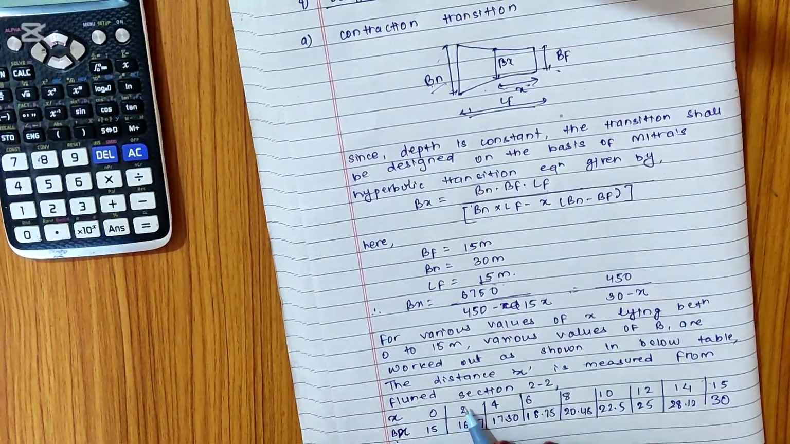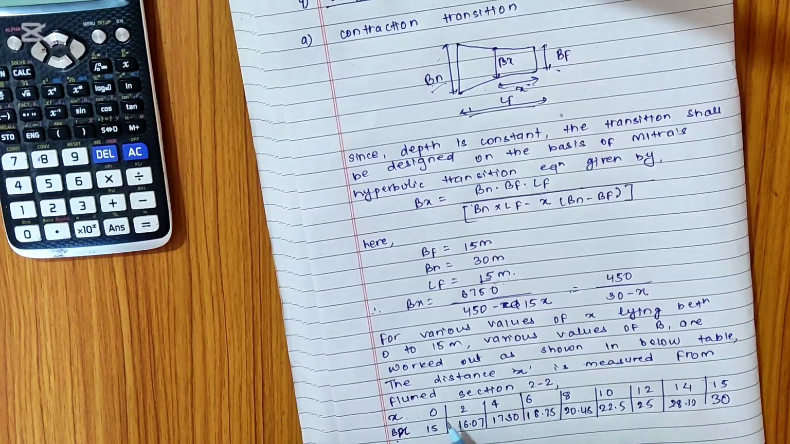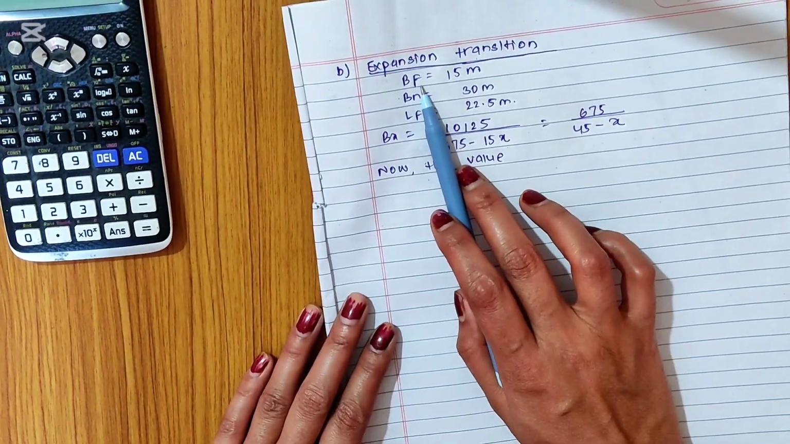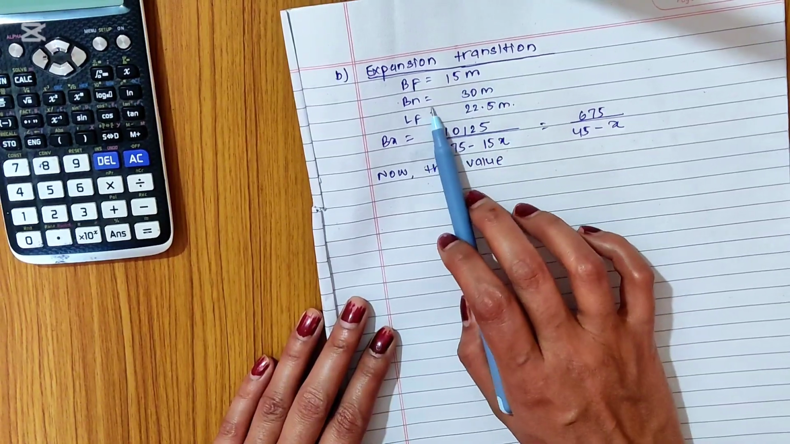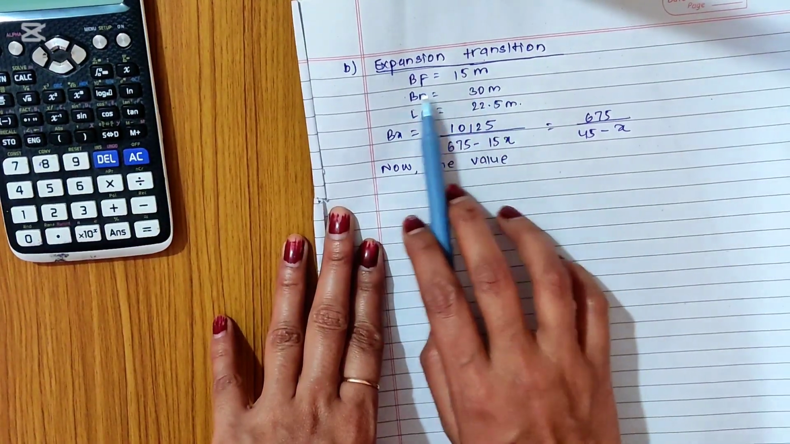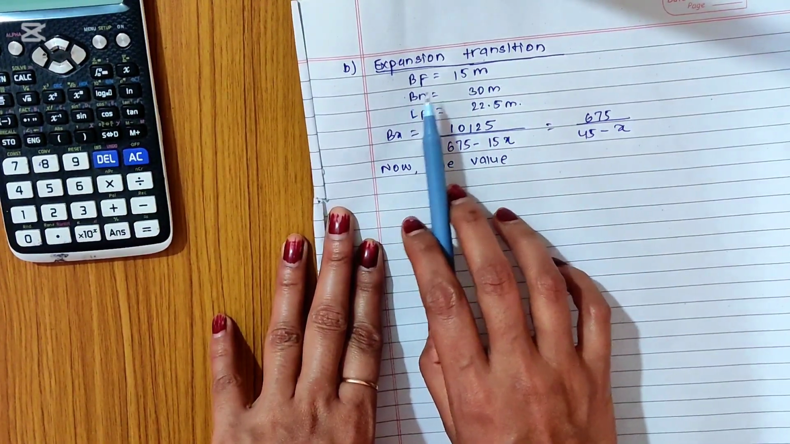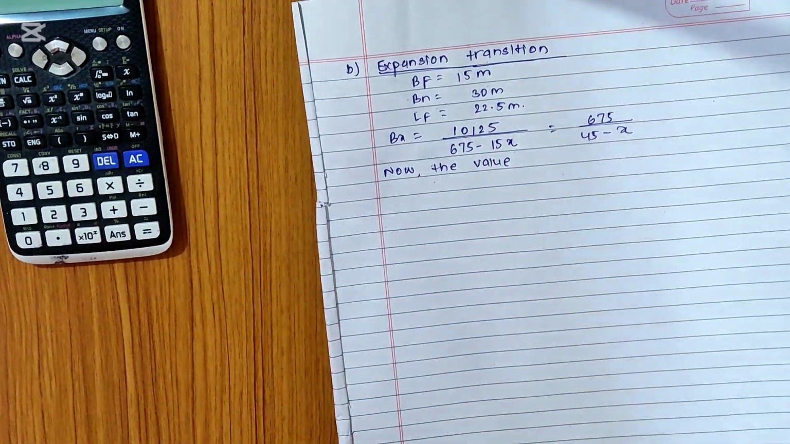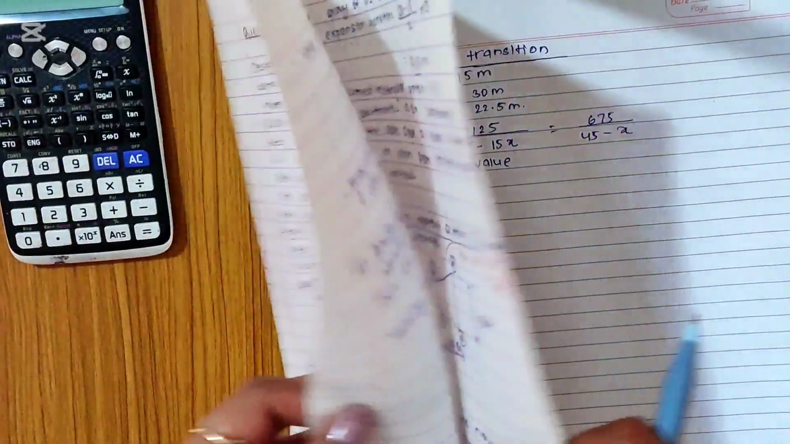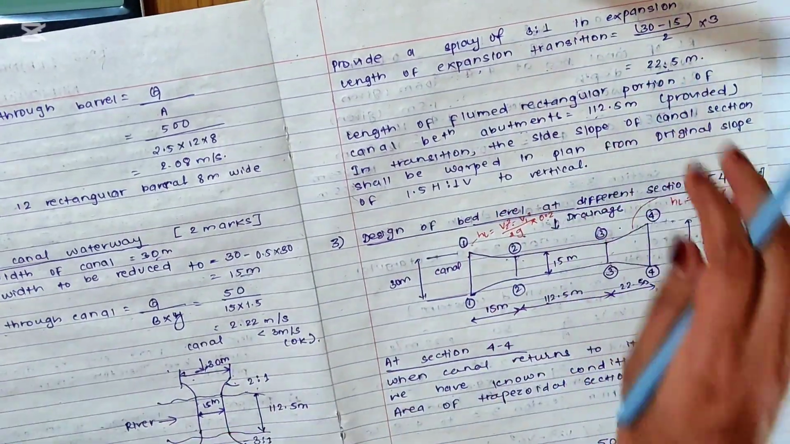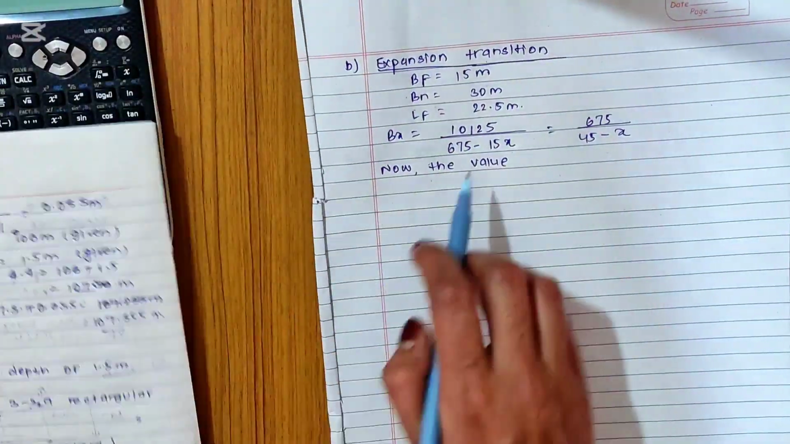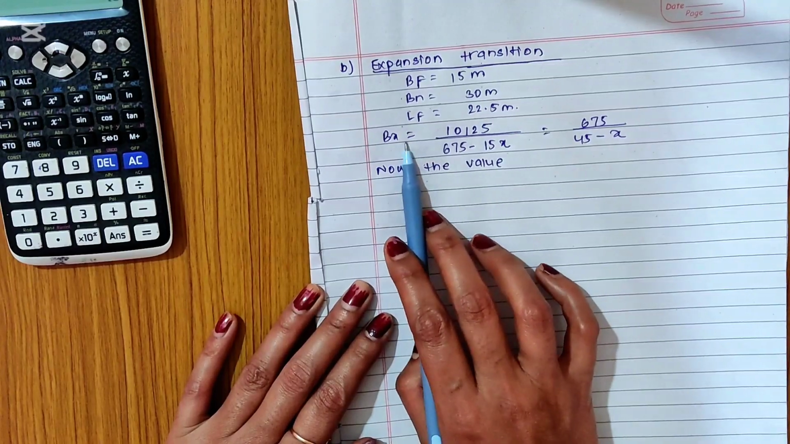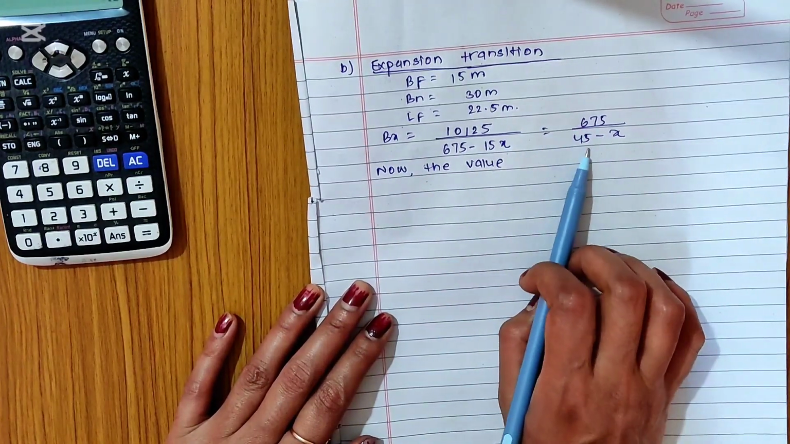So here we have calculated the value of Bx for the different distances between 0 to 15, and now we will calculate for the expansion transition. For that we have breadth of the flume section 15 meter, the normal width of the canal is 30 meter, and the length of transition is 22.5 meter, which we calculated in the second step. Now we will use Mitra's formula to calculate the breadth at any distance x from the flume section. So we get 675 by 45 minus x.